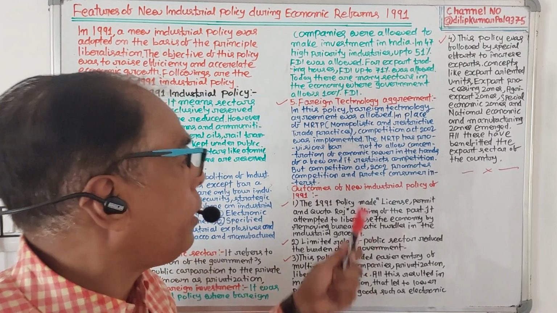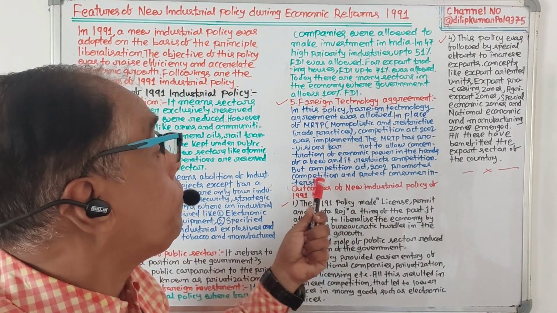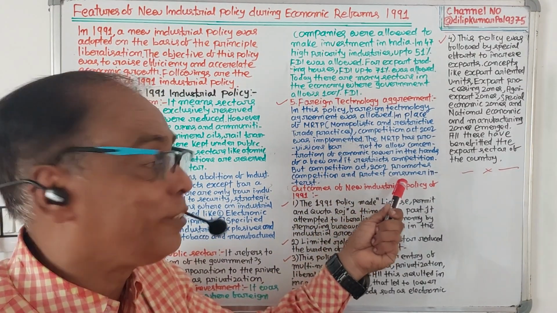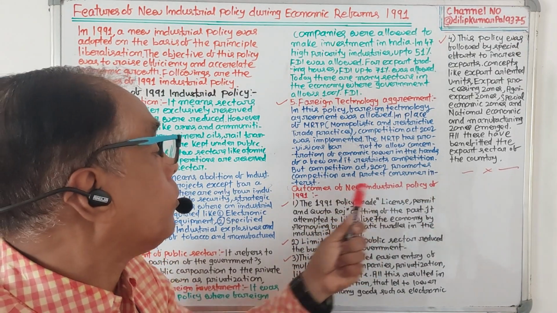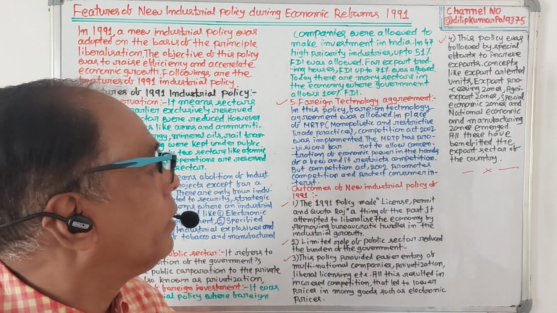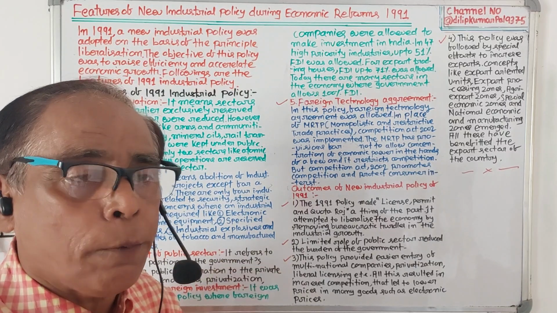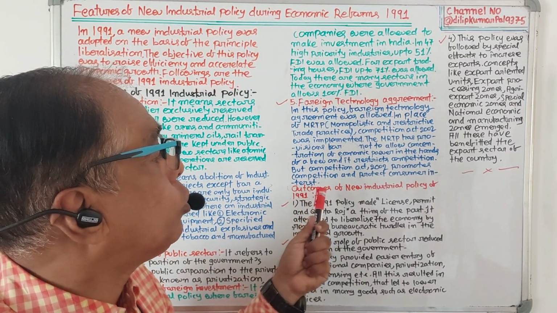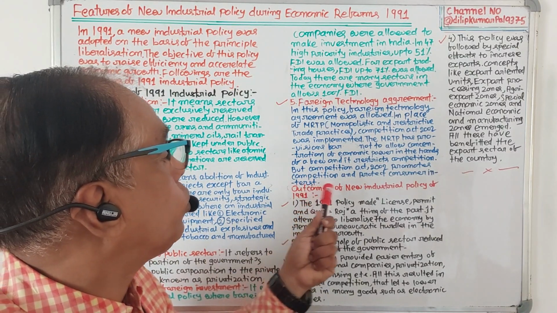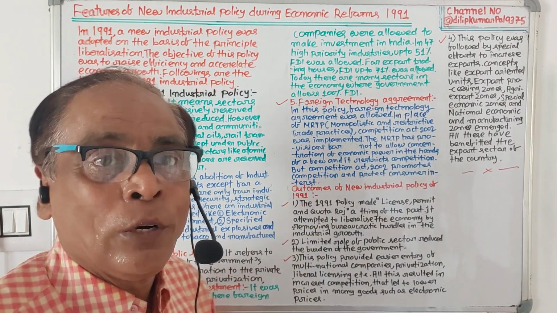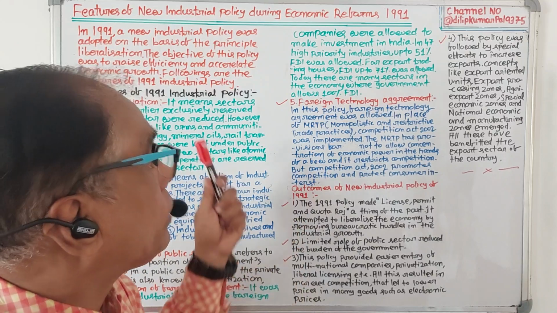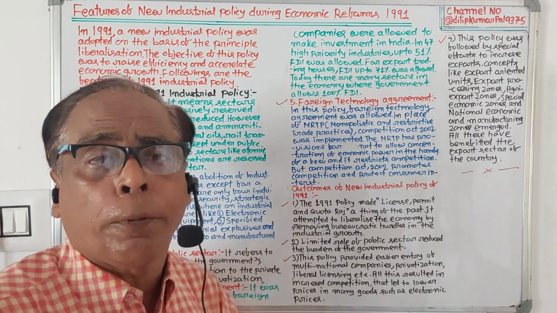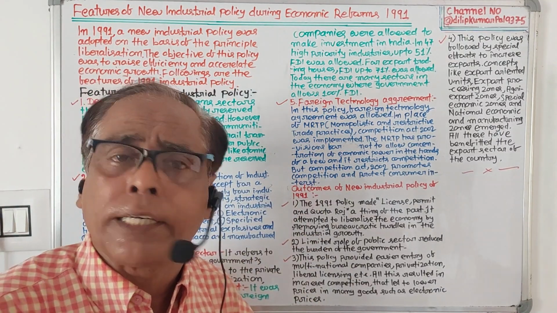In place of MRTP, Competition Act 2002 was introduced, which promotes competition and protects consumer interest. So, in place of MRTP, Competition Act 2002 was introduced, which allows competition and works for public interest. So, these are the 5 important principles of new industrial policy 1991.